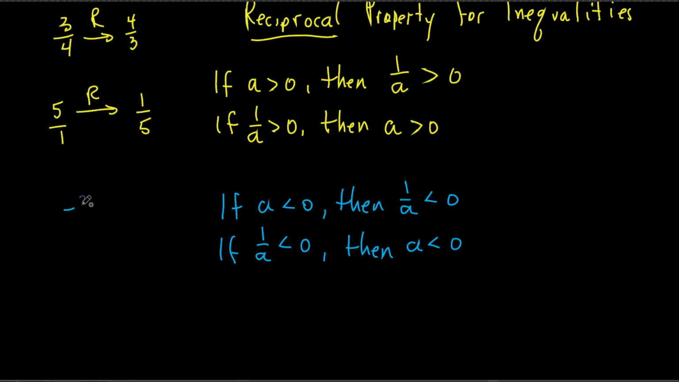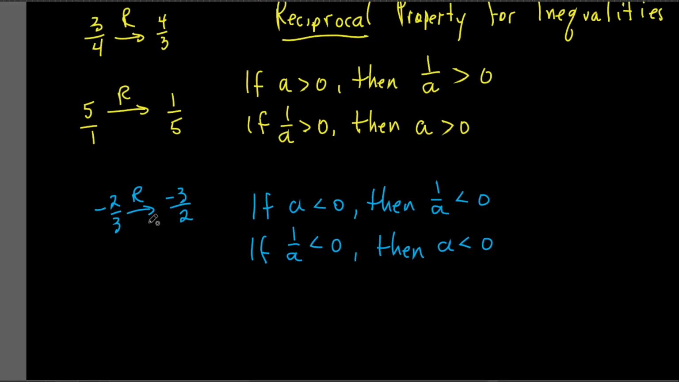What if I had negative 2/3, and I said, what is the reciprocal of negative 2/3? Well, it's going to be negative 3/2. You don't change the sign. Reciprocal doesn't mess with the sign. It just changes the top and bottom. You just flip them, and then it's still negative. That's all that's saying. Not that big of a deal.